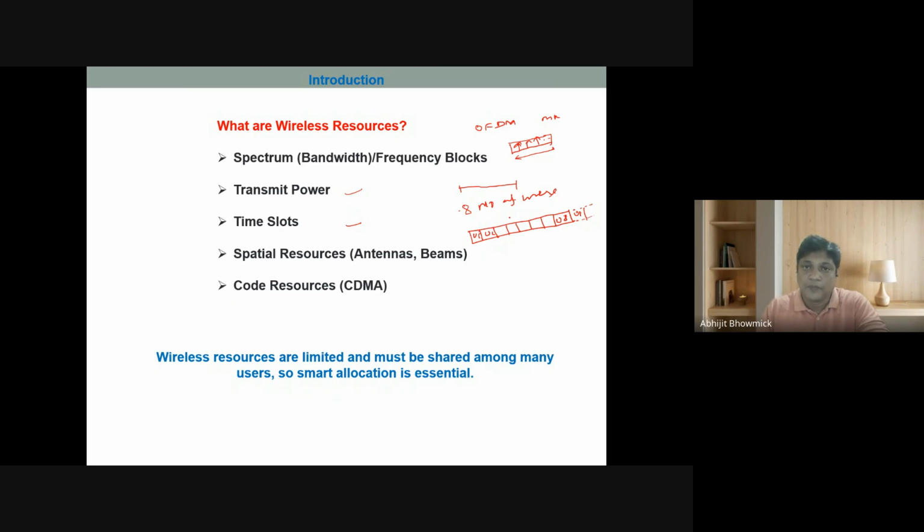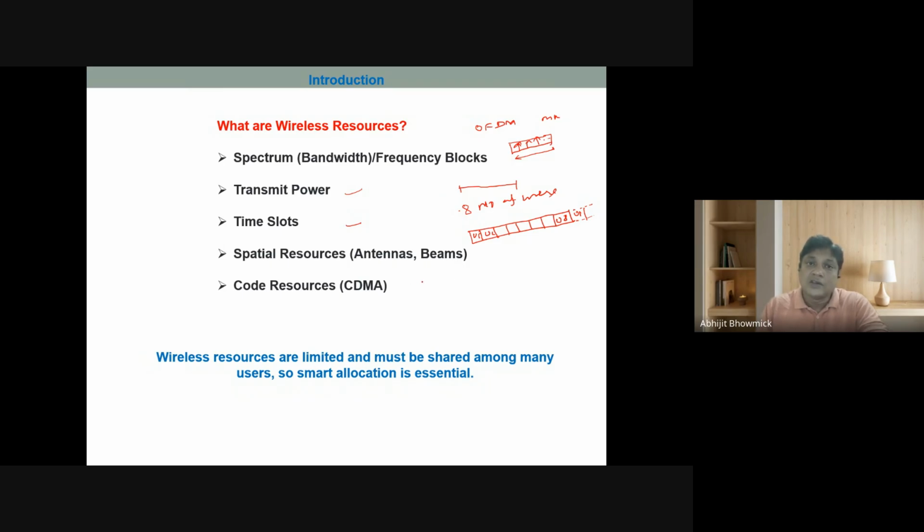Second one, spatial resources, that is, antennas and beams. If the receiver system needs a high data rate, then instead of a single antenna system, it is better to use a multiple antenna system. Last class I already discussed diversity. If you use a multiple antenna system, obviously you can direct the beam to a particular user. If you have a directed beam, then the data rate would be high.